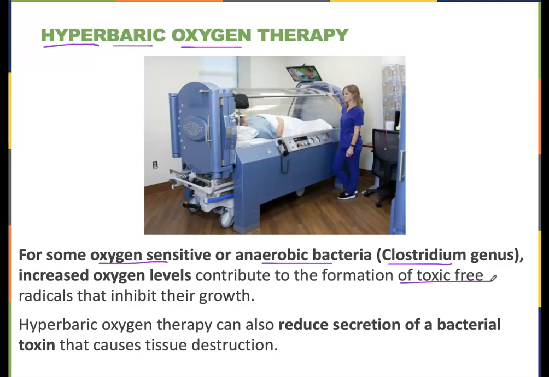So they don't have oxygen as a day-to-day item to deal with. They don't have reactive oxygen species that form on a day-to-day basis. So they don't have the enzymes to clear those toxic free radicals. That's why hyperbaric oxygen therapy is good to use against these anaerobes.